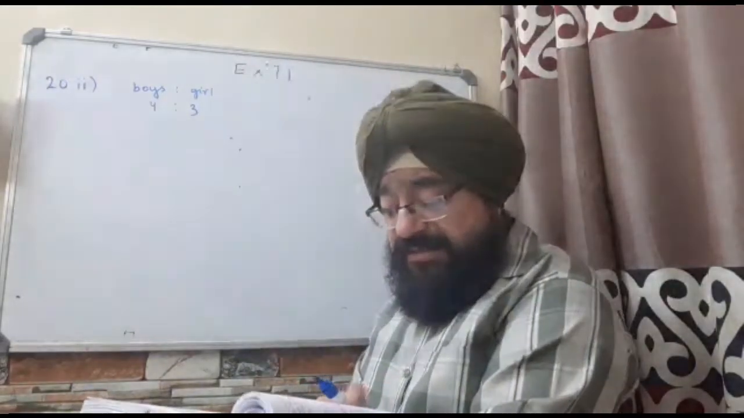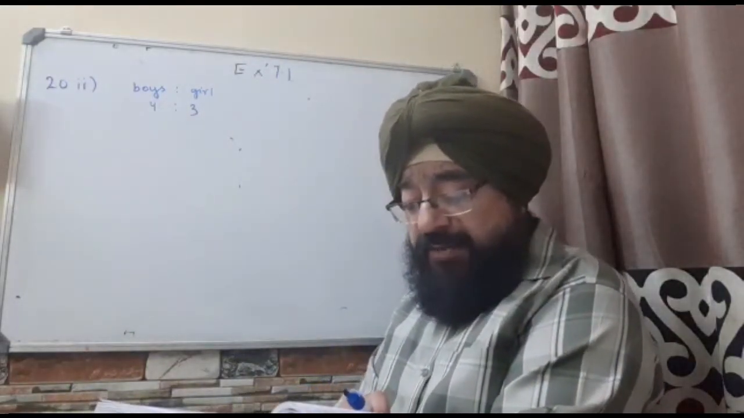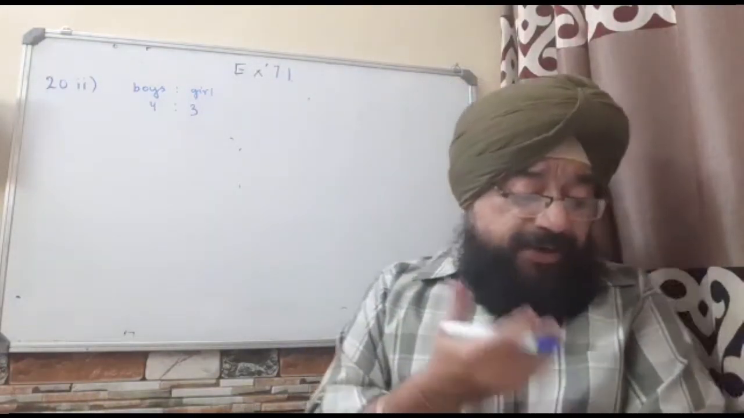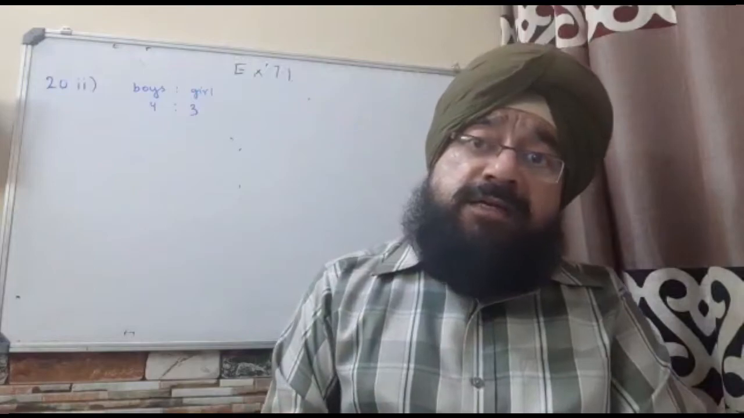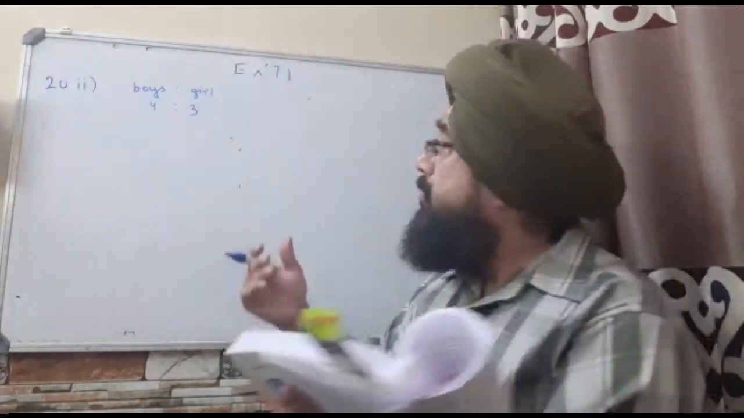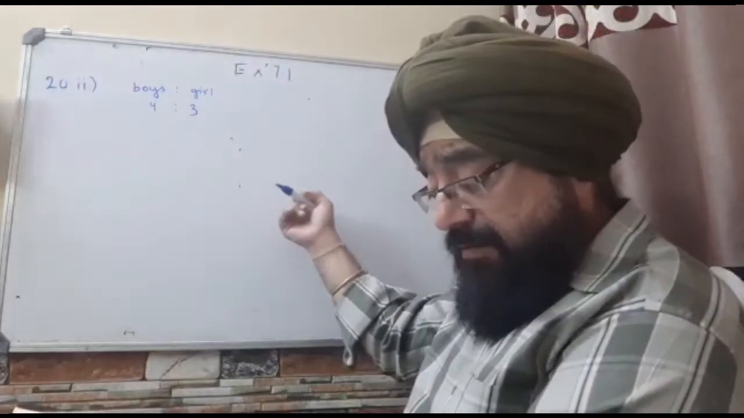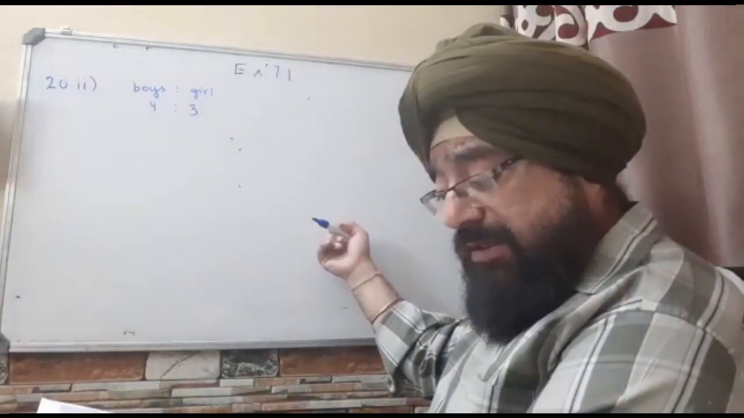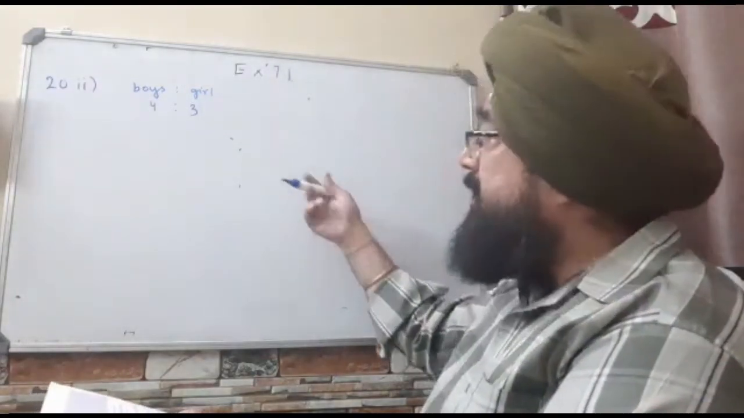So it says if there were 20 more boys, again see the question is so partial. It says 20 more boys and 12 fewer girls. Girls कम कर दो, boys बढ़ा दो. Then the ratio would have been 2:1. Okay. So how many students altogether were there in the class? So they have not given anything.